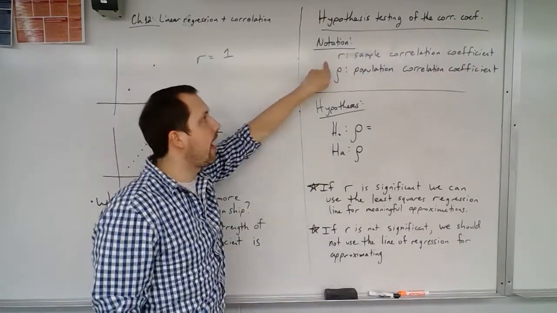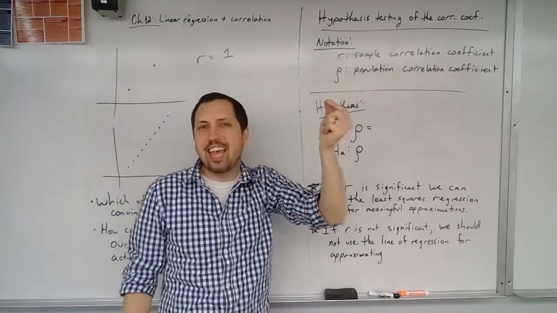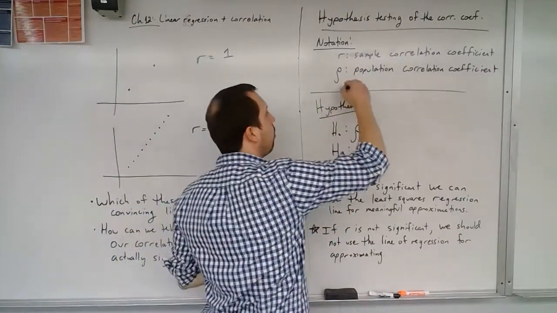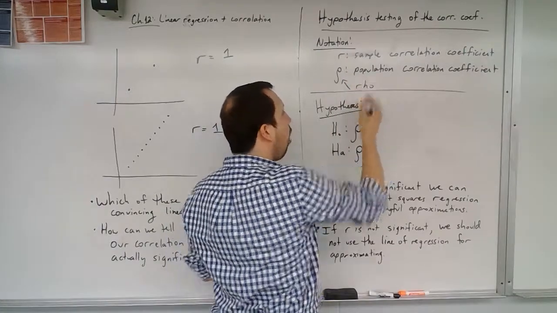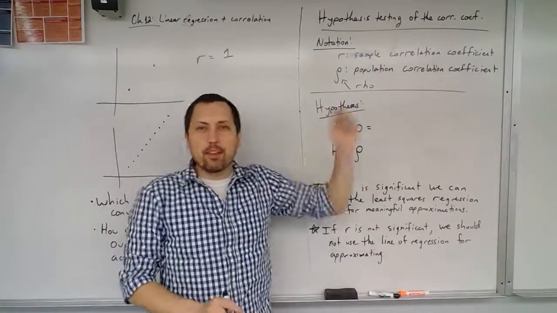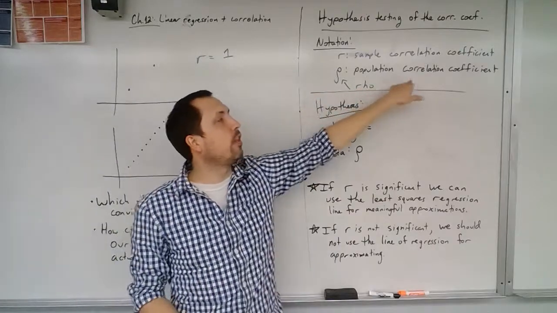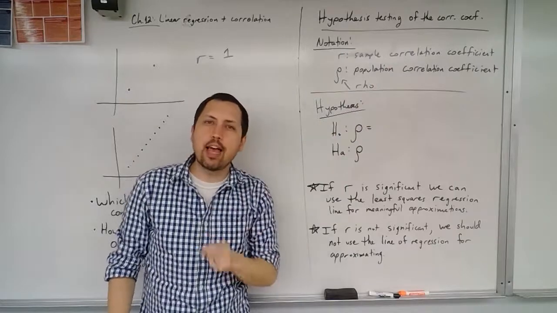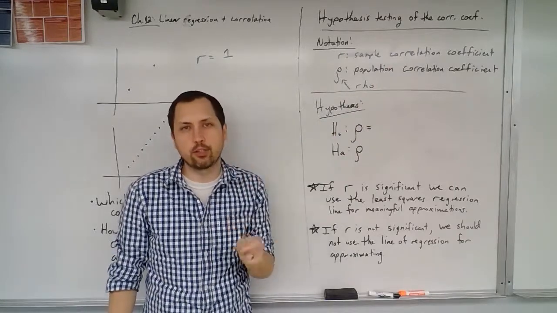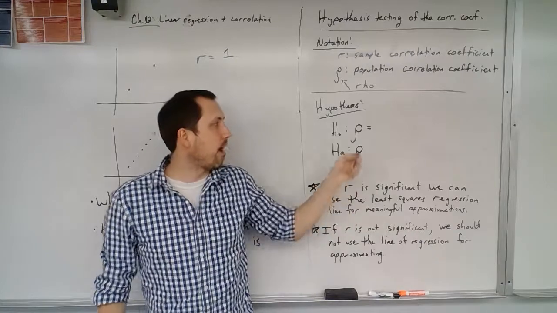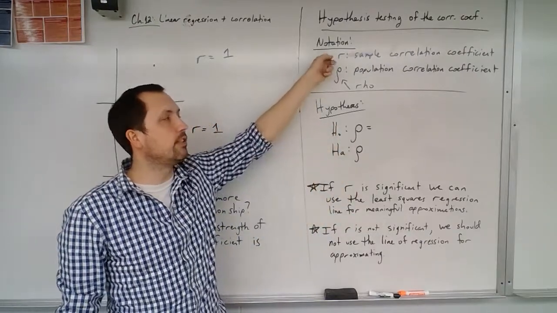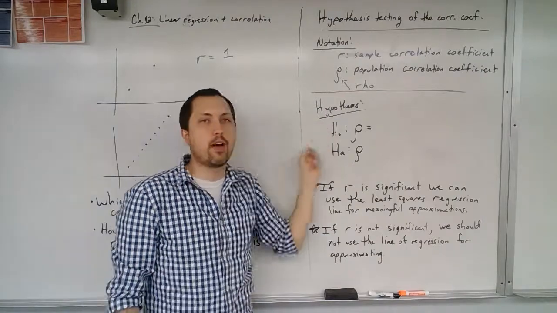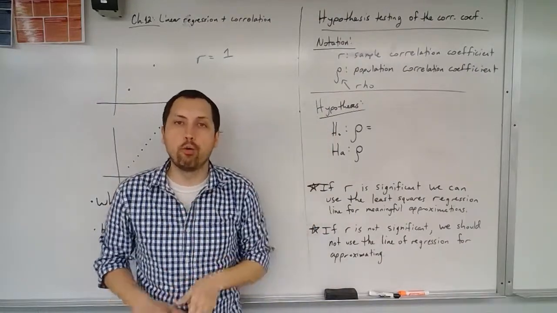So some notation that we have here. R, I already mentioned, is the sample correlation coefficient. But rho, this is the Greek letter rho, by the way. It's like a sassy P with a little bit of a tail there. It's the population correlation coefficient. So remember, when we make our hypotheses, we always have to use population parameters. We're never allowed to make hypotheses with the sample statistics. So in this case, both our null hypothesis and our alternative hypothesis will be about rho.